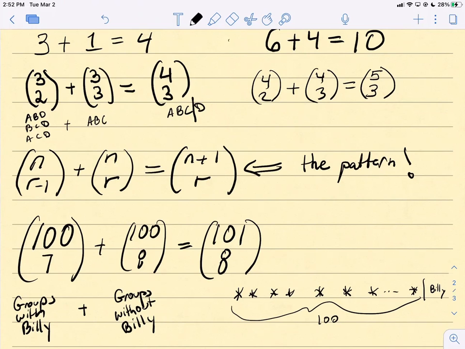Why is a group without Billy 100 choose 8 and not 100 choose 7? Oh yes, because I'm interested on the right side in making groups of 8. So if Billy's not in my group, I still need to make a group of 8. In this case, Billy is in my group, so I'm only choosing 7 people. But here I still have 8 tickets to give away, and I'm not including Billy, so that's why it's 100. Angel, is that okay? Excellent. Yeah, that's a really good question.